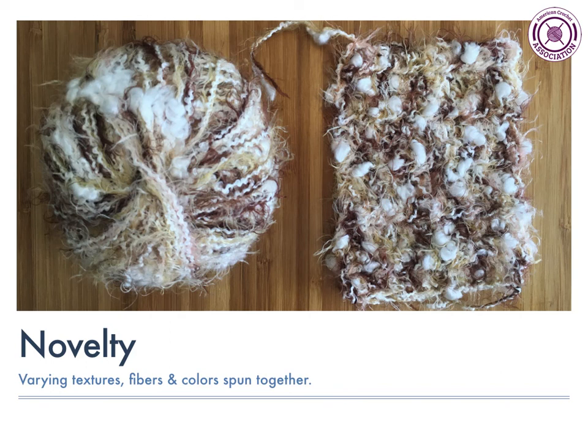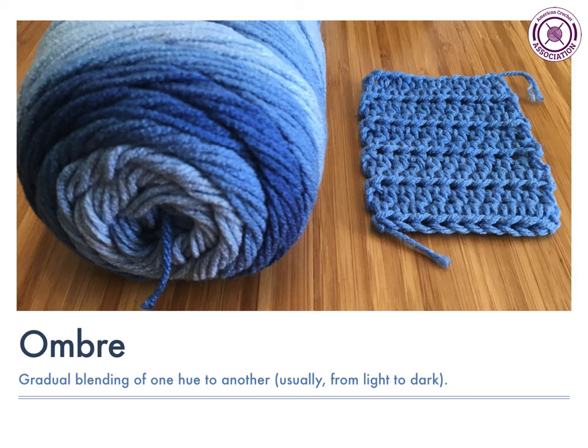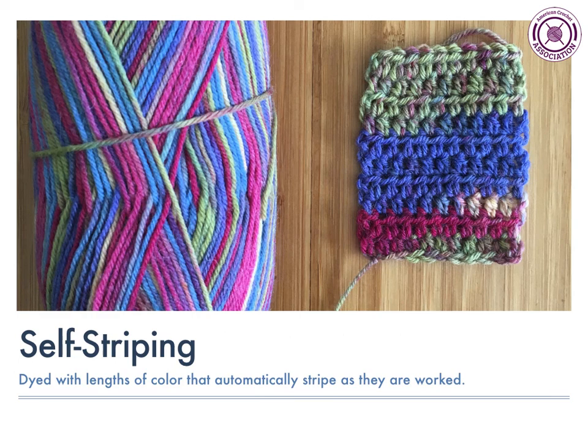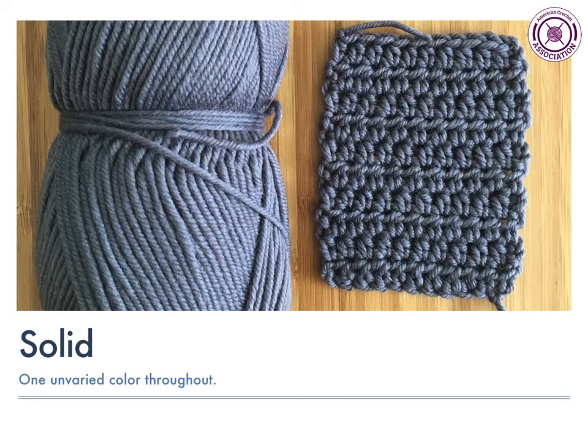Novelty yarns are going to be yarns that have varying textures, varying fibers, and different colors all spun together. Ombres are gradual blending of one hue to another, usually from a very light color to a dark color. A self-striping yarn is a multicolored yarn. It's dyed with lengths of color that automatically stripe as you work, so you see long color repeats of a single color. A solid is just one unvaried color throughout.